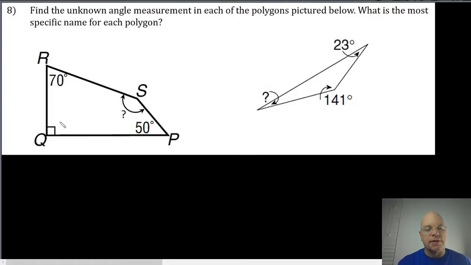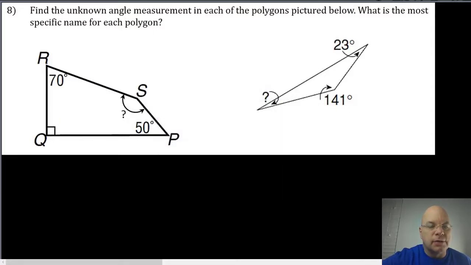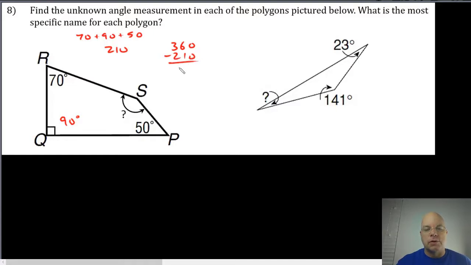So the angles we know are 70, 90. That right angle symbol here shows us that this is 90 degrees, and 50 degrees. 70 plus 90 plus 50 is 160, and 50 is 210. And when you subtract 210 from 360, you get 150 degrees, which looks reasonable for this angle because it's an obtuse angle. So 150 degrees is the answer for angle S.